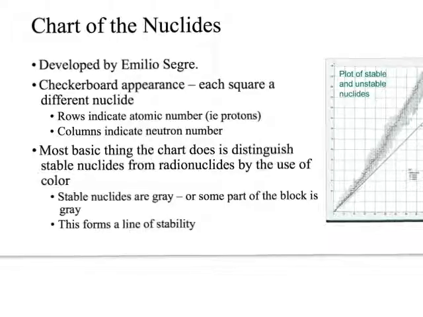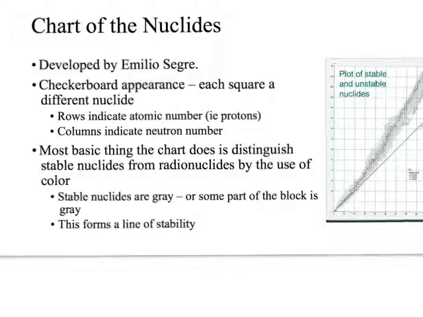So on our little chart here, this one row number one, is all hydrogen, right? And so that row, they all have the same number of protons. So they're all hydrogen atoms, right? Next row up, helium, they're all helium atoms on this row. The columns indicate neutron number. And so as we move up and down the columns, we have different isotones.